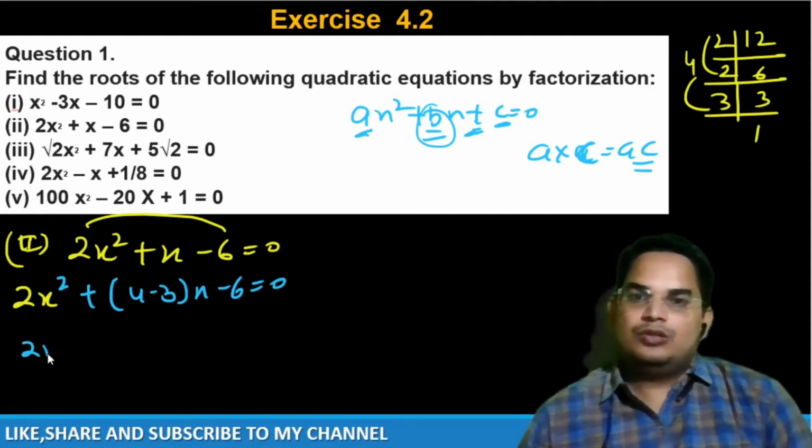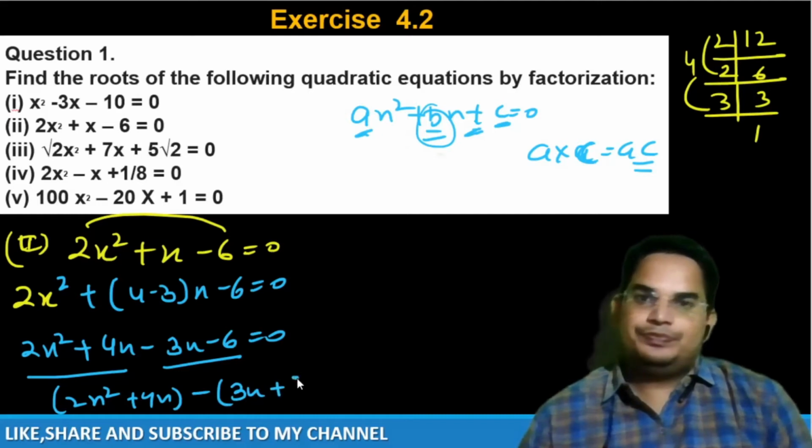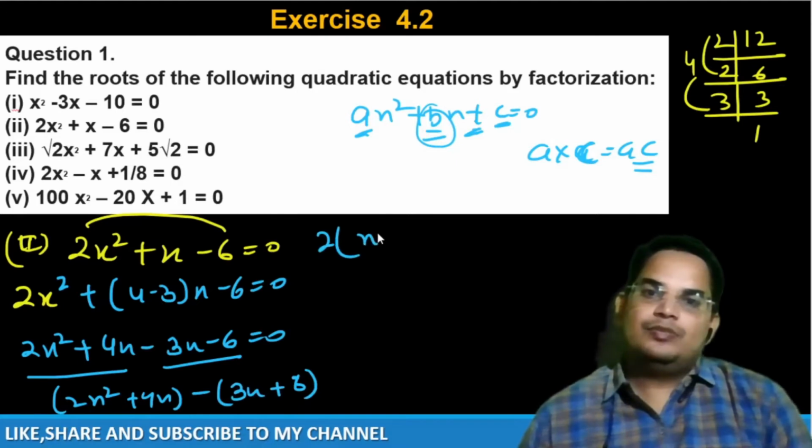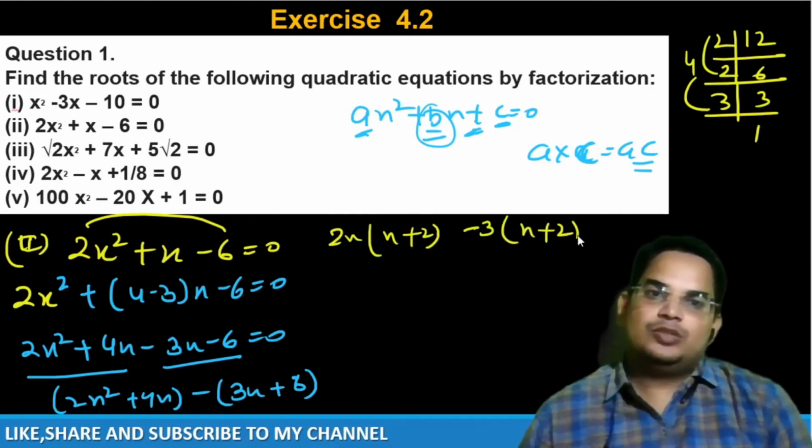equal to 0. Now this is 2x square plus 4x minus 3x minus 6 is equal to 0. Take these two values inside one bracket. So 2x square plus 4x, and minus 3x minus 6. Just a second, you can take the whole common 2x. So what you will get, take the common 2x, you will get x plus 2. After this take the common 3, you will get x plus 2 is equal to 0.